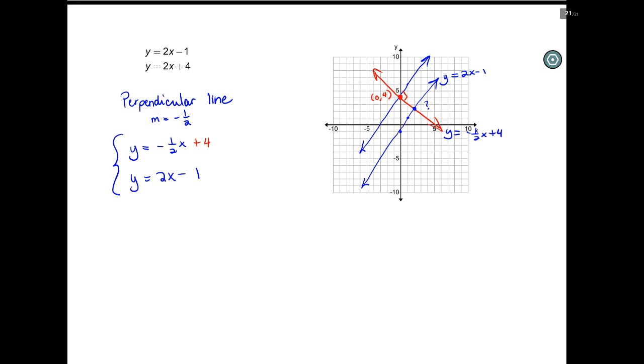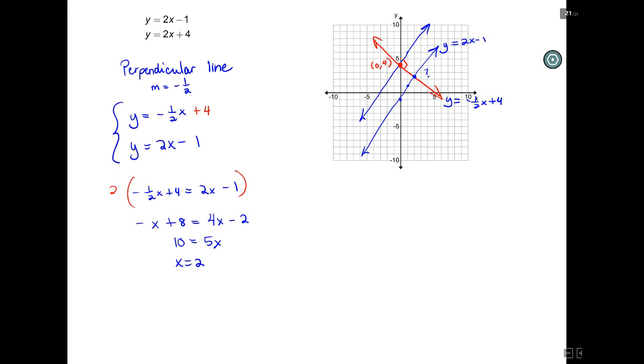So how do I find the intersection of two lines? Well, we could either do a process of elimination or we could use substitution. Since they're both equal to y, I'm going to set them equal to each other. Remember, we're looking for an x and a y coordinate. Let's say I want to multiply everything by 2. So I get -x plus 8 equals 4x minus 2. So basically, solving here, I get x equals 2.